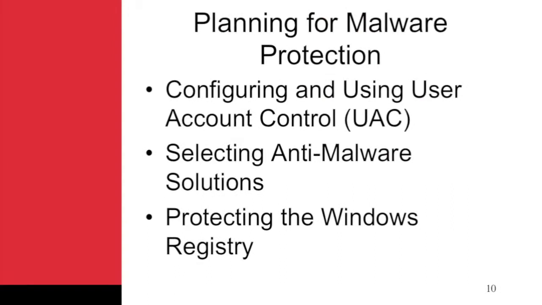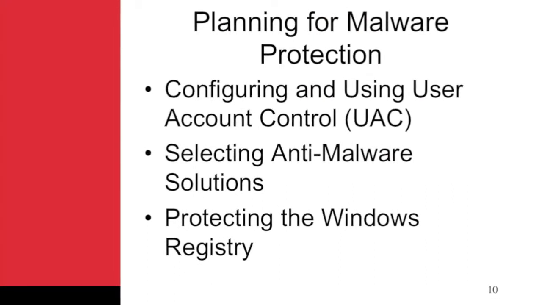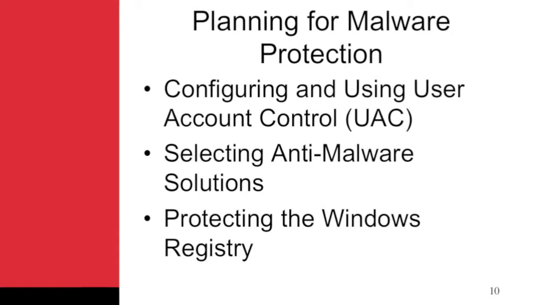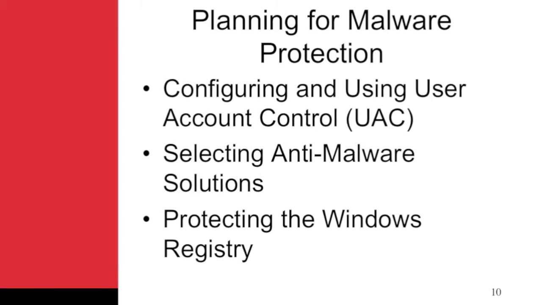When it comes to planning for malware protection, there are three important topics to discuss: configuring and using user account control, selecting anti-malware solutions, and protecting the Windows registry. You'll be reading more about these in the chapter.